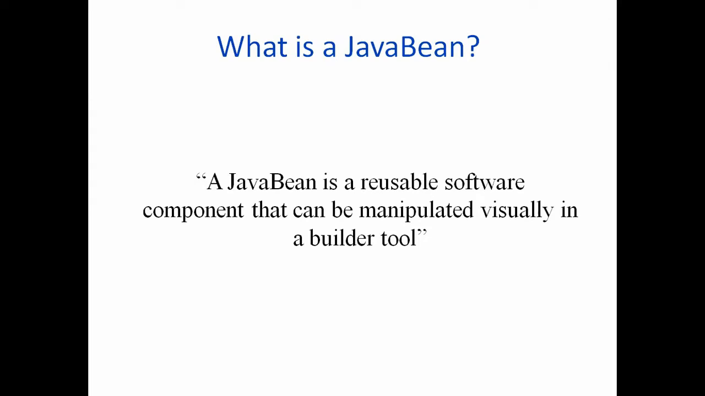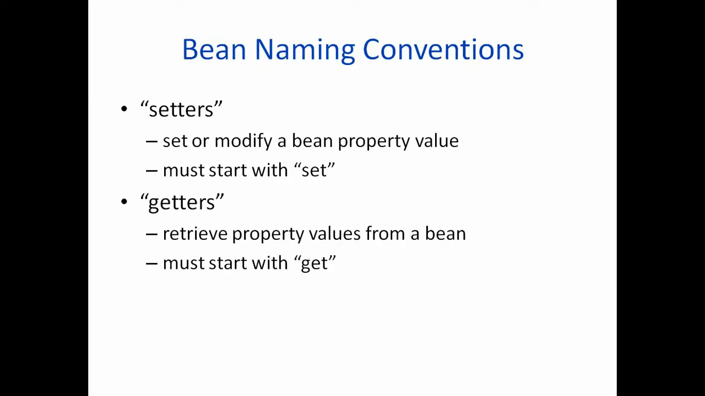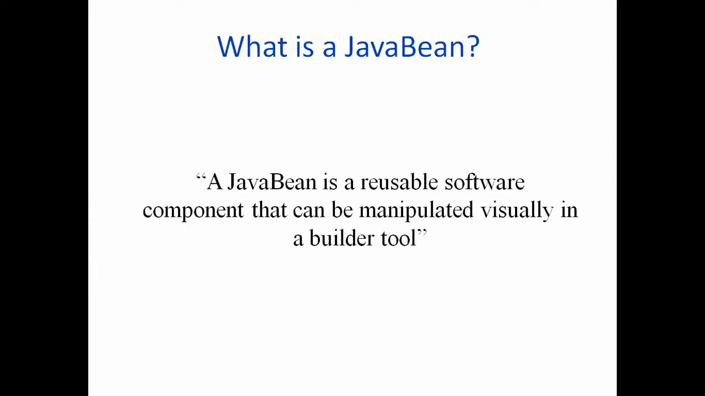Basically, Java Bean is a reusable software component that can be manipulated visually in a builder tool. This is the definition of Java Bean. Java Bean has two types of function, getter function and setter function. I will explain this definition in the coming programs.